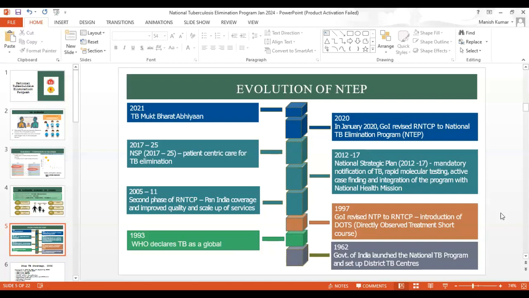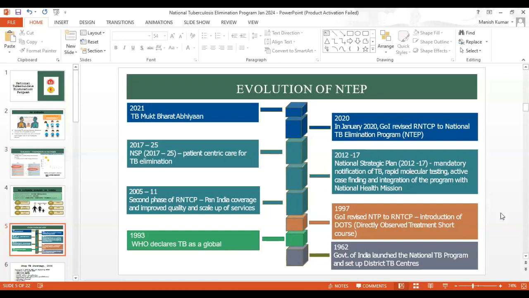Previously, in the first strategic plan, the focus was more on mandatory notification of TB cases, rapid molecular testing, active case finding, and integration of the program with the National Health Mission. The second national strategic plan, which was launched in 2017, talks about patient-centric care for TB elimination.